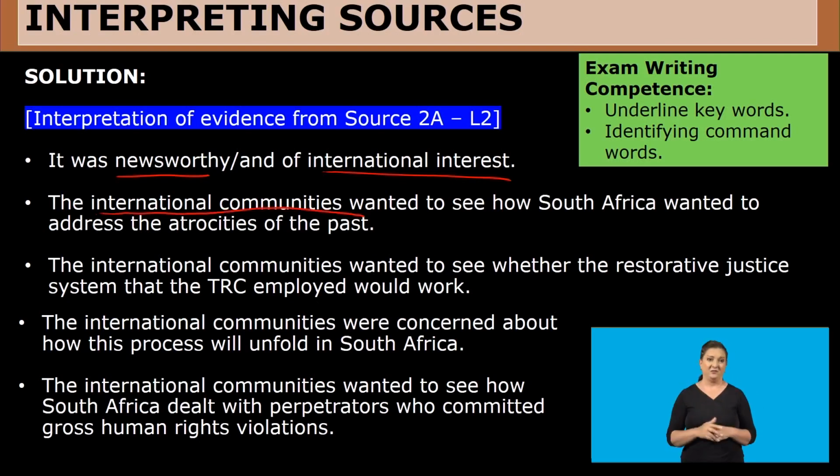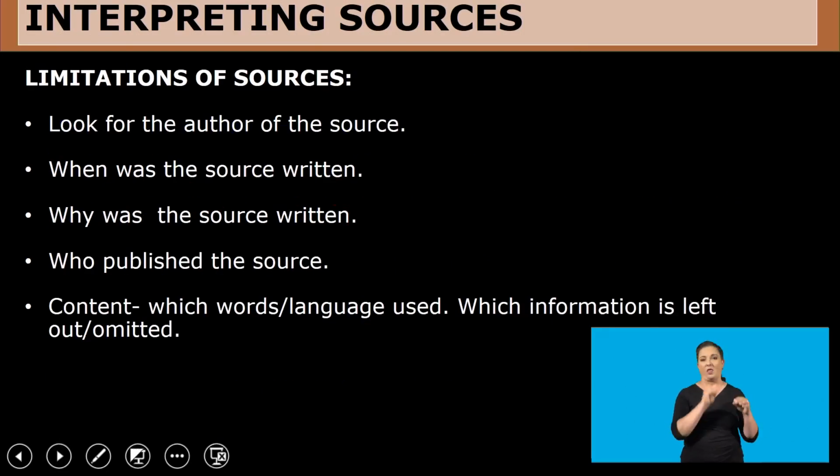You could also say the international communities wanted to see whether the restorative justice system that the TRC employed would work. The international communities were concerned about how this process would unfold in South Africa. Or you could say the international communities wanted to see how South Africa, so how is very important, how South Africa dealt with the perpetrators who committed gross human rights violations. So it's any possible answer there.